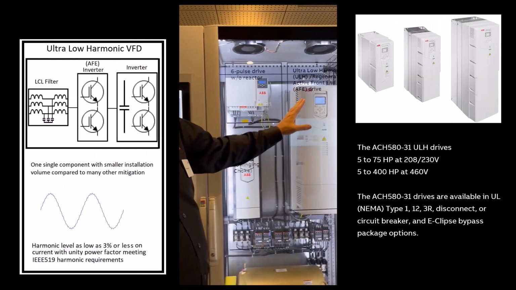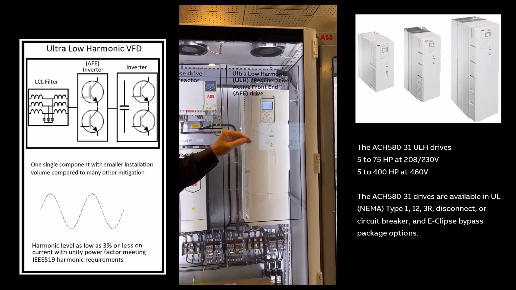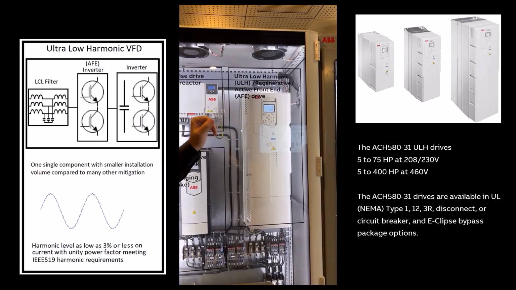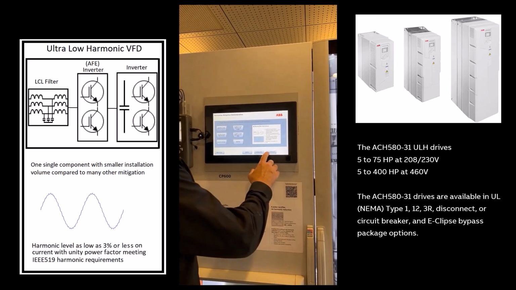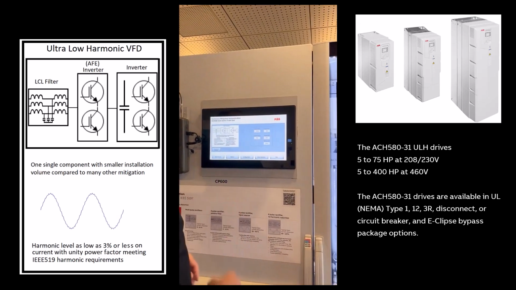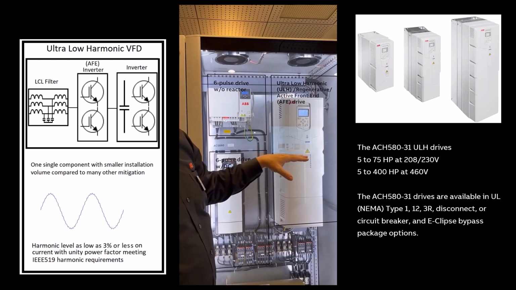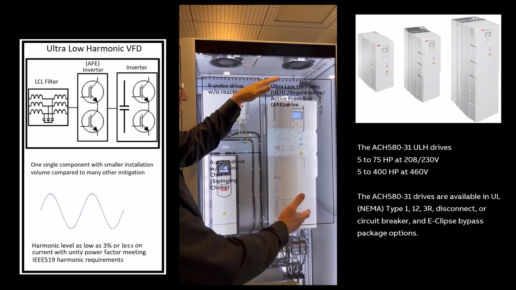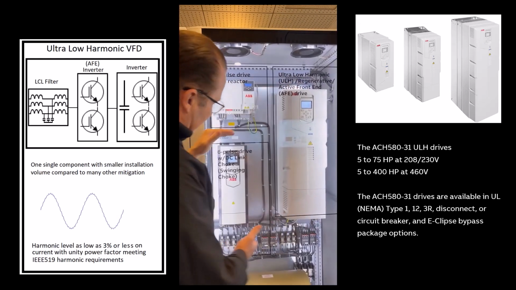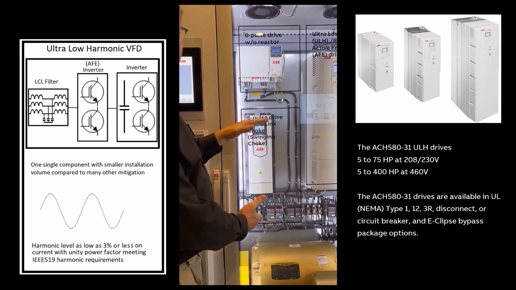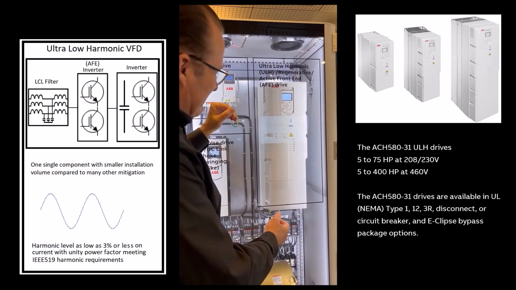This is an active front end drive. The ACH 580 ULH drive has it all built into it. It's designed for low harmonics. In this case, just to point out one minor thing, this drive itself will go up to 60 horsepower. It's a 20 horsepower drive in this cabinet, but its hardware would go up to 60 horsepower. So when you look at the size of this compared to the size of this 20 horsepower drive, this is just because of our cabinet here.